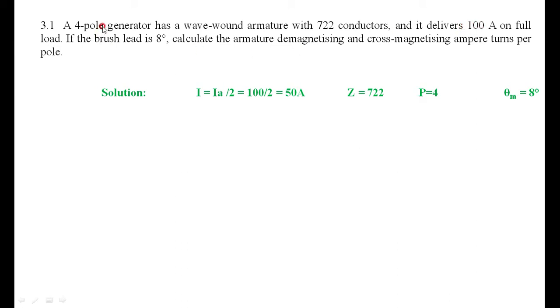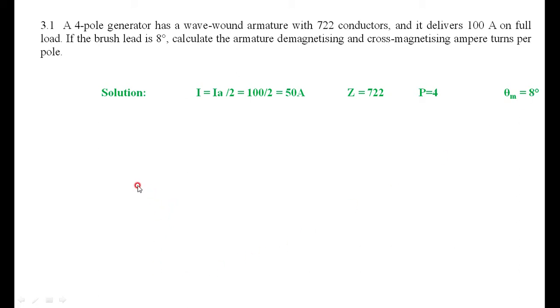Then, based on whether it is wave connected or lap connected, you have to find the current per conductor, that is the current flowing in each armature conductor. You get that from the total armature current divided by the number of parallel paths. Here it is wave connected, therefore the current flowing in each conductor is Ia by 2, that is Ia by A, which equals 50 amperes. Z is given, P is given, and theta m, the mechanical degrees, is 8 degrees.